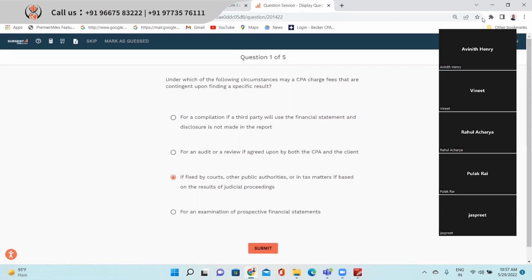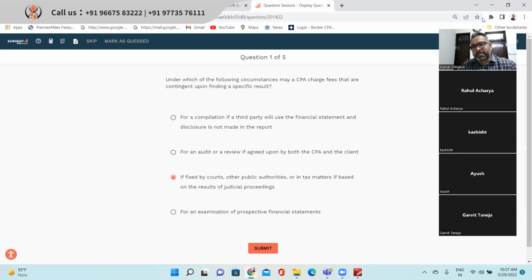Just read the first point again. What do you understand by it? For a compilation, if a third party will use the financial statement and disclosure is not made in the report, can I charge a contingent fee? No, sir. The answer should be C.